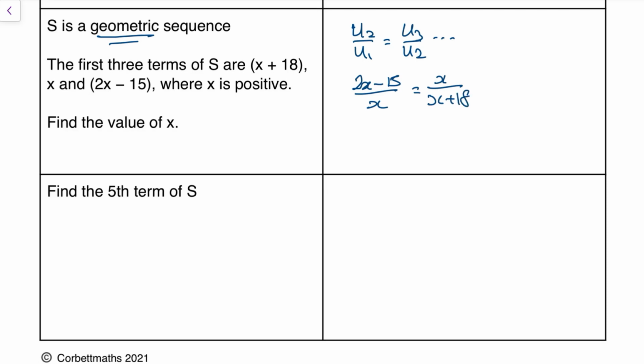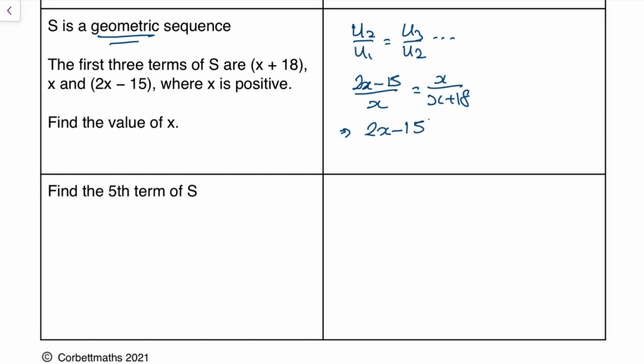In other words, third term divided by second term equals second term divided by first term. This is something I can cross multiply. So that's going to tell me that 2x minus 15 times x plus 18 is equal to x squared. And then I'm very carefully just going to expand this.